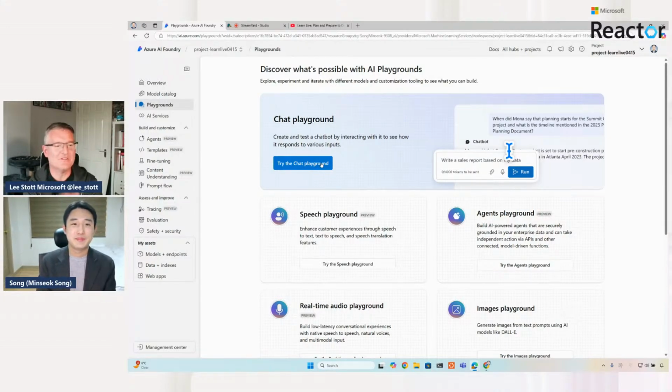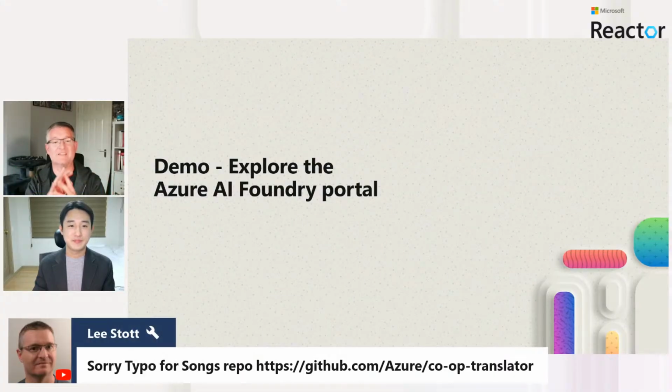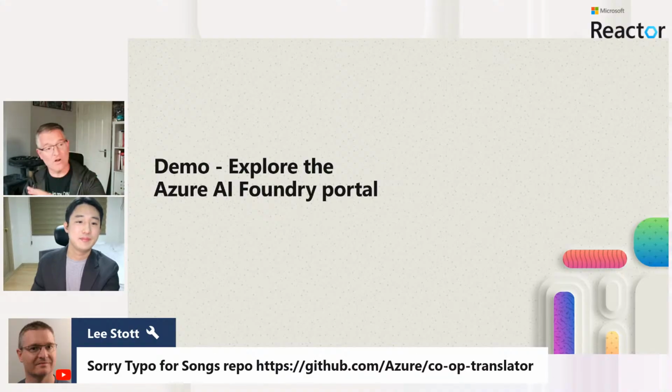Cool, thanks, Song. So as Song said, we've now shown you what Azure AI Foundry is, how to utilize it, and some examples. I've also put in a link to Song's repo that he maintains, the Co-op Translator. This solution's been built to allow you to translate any GitHub repo into 20 languages. It uses a lot of the AI Foundry services.